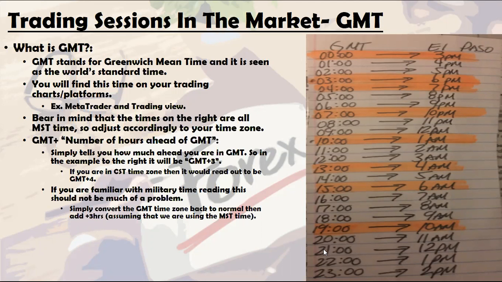This is just military time, guys. If you're GMT plus 3, you'll convert this military time into regular time and then add 3 to it. As I mentioned here, simply convert the GMT time back to normal, then add 3, assuming that we're using the MST time, which is usually GMT plus 3. If you're in Central Standard Time, that's GMT plus 4.